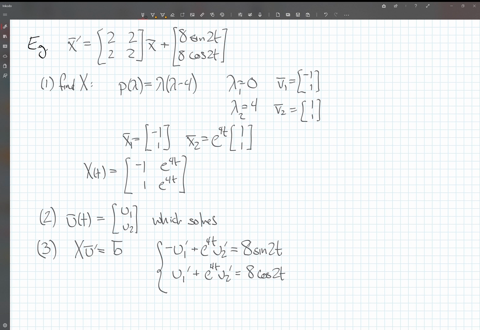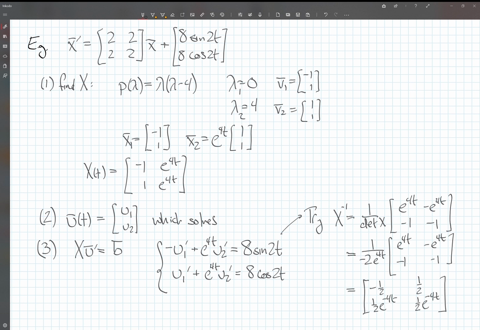Let's see if we can apply the formula, though, by inverting x. Inverting x seems like a promising approach because x is a 2 by 2 matrix, and we have a really clean formula for the inverse of a 2 by 2 matrix. Of course, we have to compute the determinant of x. Okay, there we go. There's the inverse of x. And now let's apply our formula.